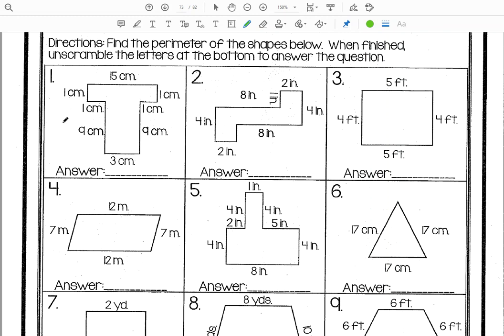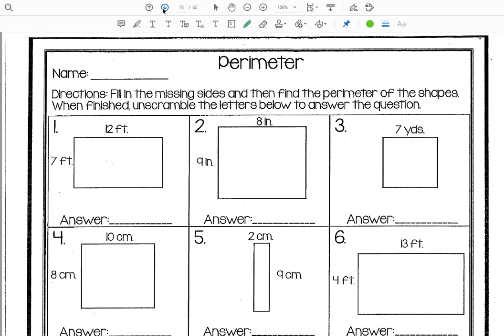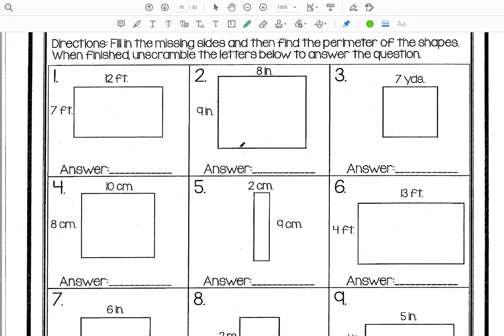Don't be afraid to add them on a scrap piece of paper or on the side, because adding 17 3 times isn't exactly easy. Okay? But it is just adding. You're just adding all these numbers up. Okay.